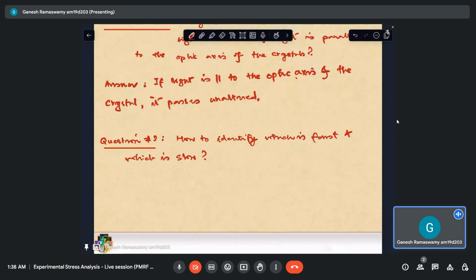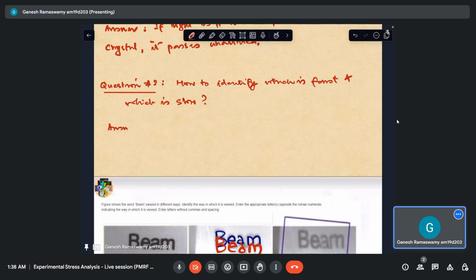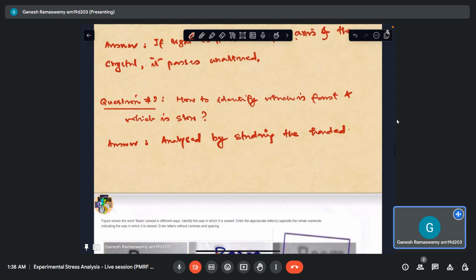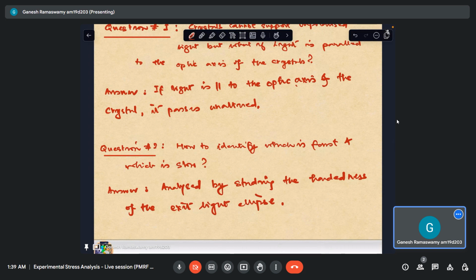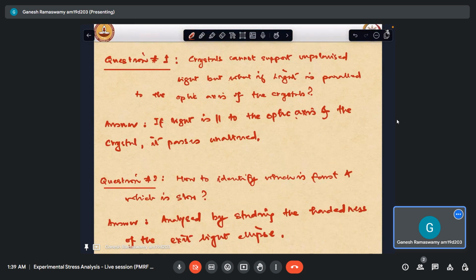Generally, this is done by analyzing the handedness of the light ellipse, meaning left-handed or right-handed ellipse. Handedness of the exit light ellipse. So this is how that is essentially analyzed. But for our purpose of stress analysis, we don't need to worry too much about this. And anyway, we will see this development in the subsequent weeks. Okay.